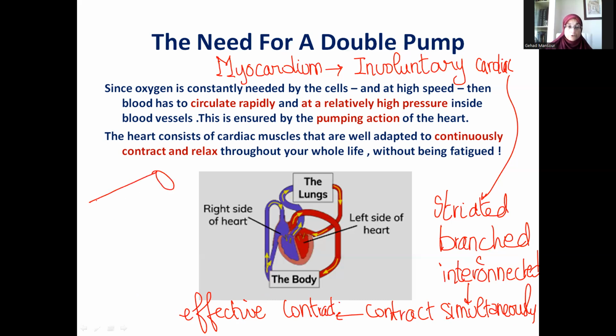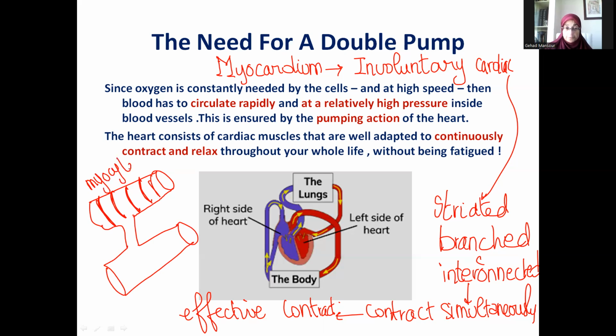We have a cylindrical muscle like this, and that cylindrical muscle has dark bands and light bands, and it is branched. And the different myocytes, a myocyte is a cardiac muscle cell, the prefix myo refers to muscle, and the other one is also striated, and you see they are connected so that they can act as one unit.